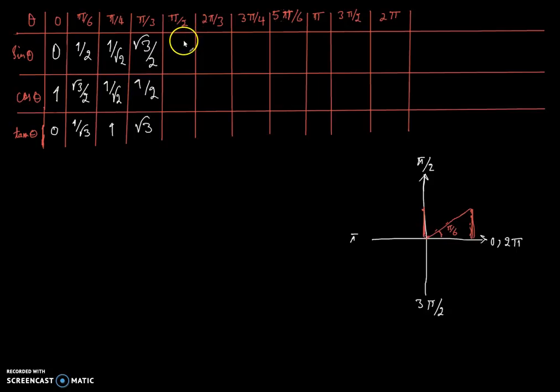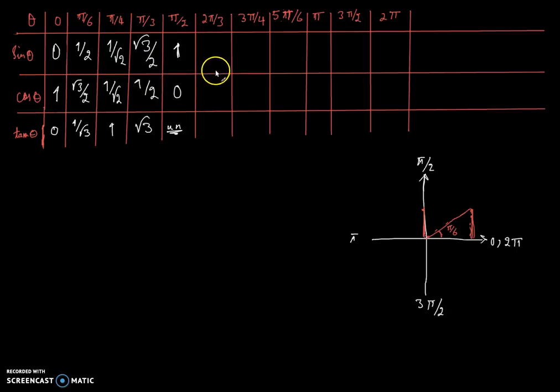Then after that you have pi by 2. In the case of pi by 2, the y value is 1, the r value is 1, the x value is 0. So sine is y divided by r, which is 1 by 1, which is 1. Cos value is x divided by r, which is 0. And the tan value is undefined, because you cannot divide by 0.